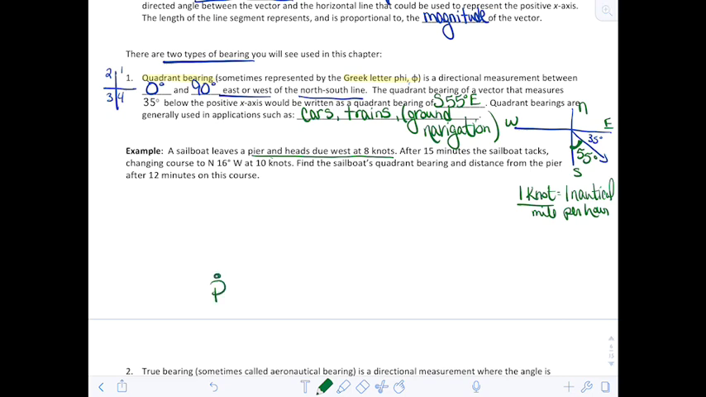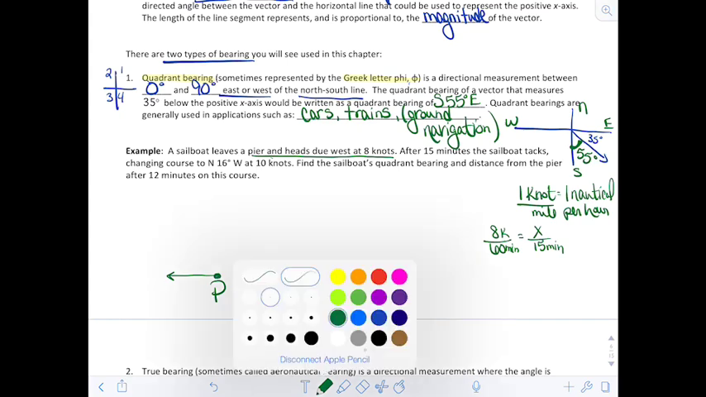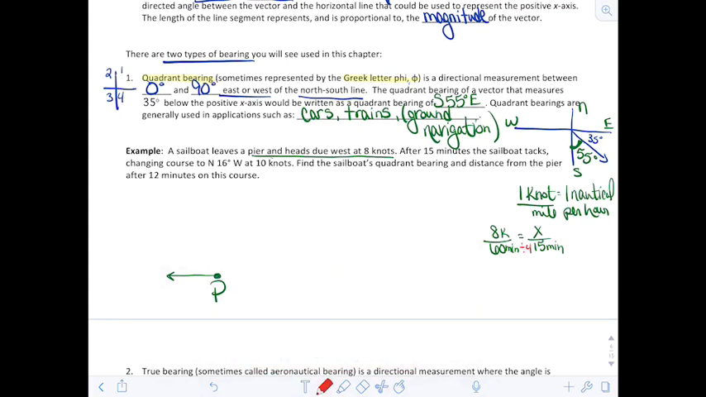Here's the pier, and the sailboat's going to head due west at 8 knots, but it's only going to do that for 15 minutes. So we want to know how far it's gone. So if there are 8 knots in 60 minutes, then how many knots would there be in 15 minutes? Well, 60 divided by 4 is 15, so 8 divided by 4 is 2. So this represents 2 knots going due west.